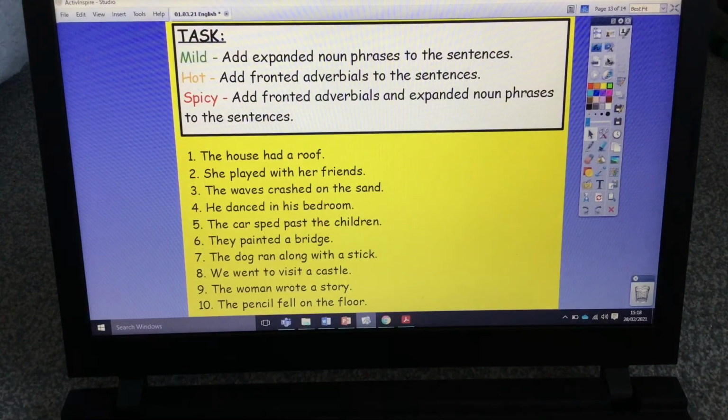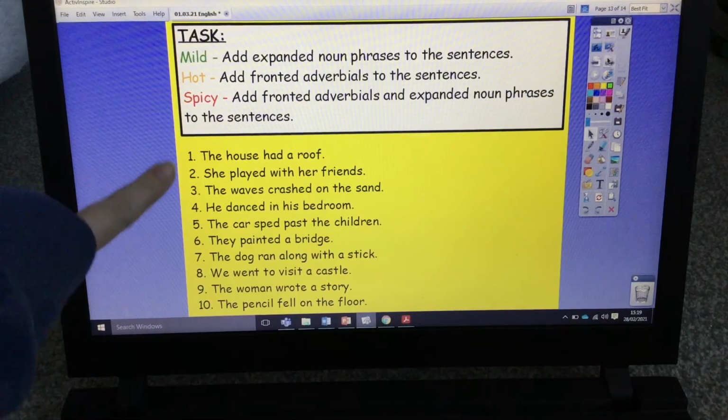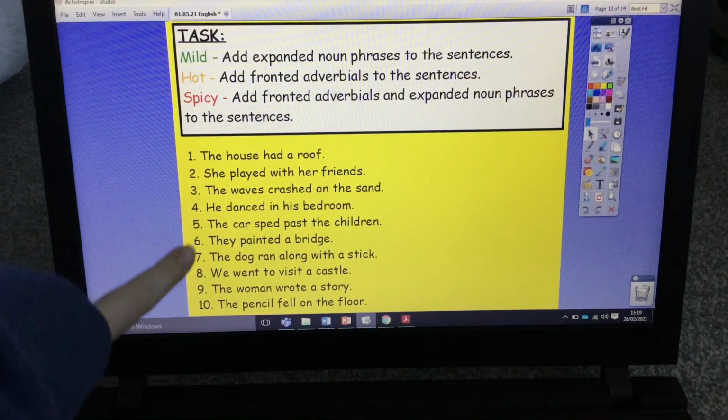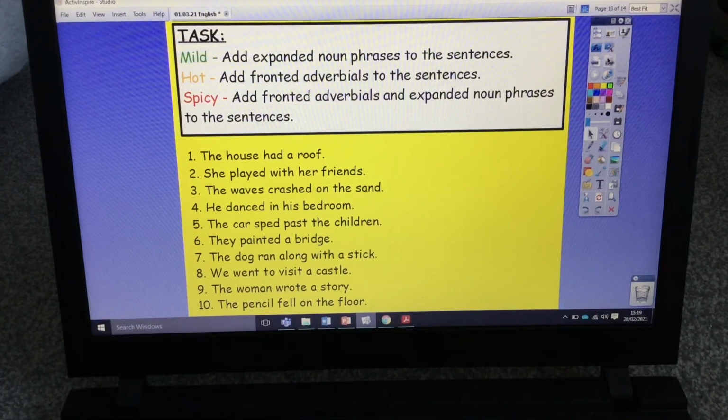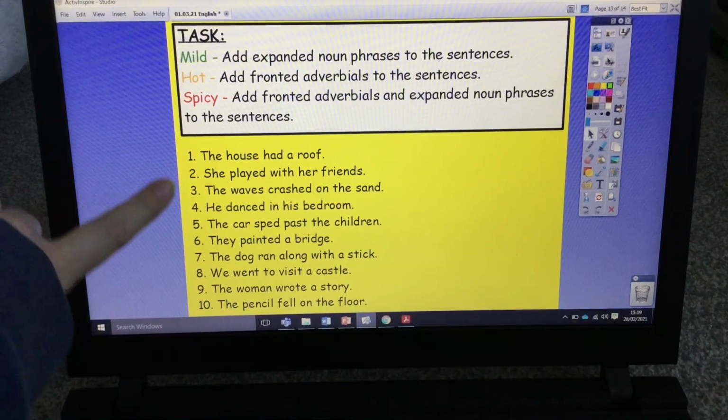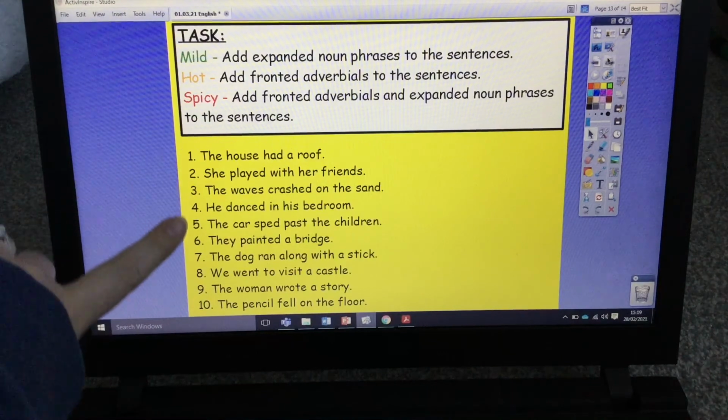Your task today for mild is to add expanded noun phrases to these sentences. For hot, your task today is to add fronted adverbials to these sentences. Don't forget your punctuation. For spicy, your task today is to add fronted adverbials and expanded noun phrases to these sentences.